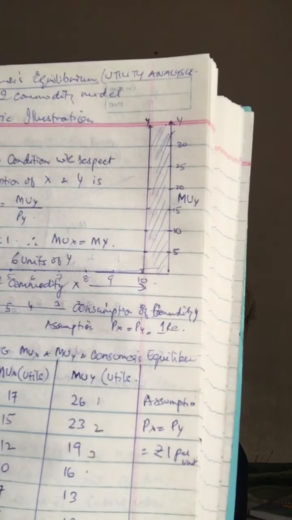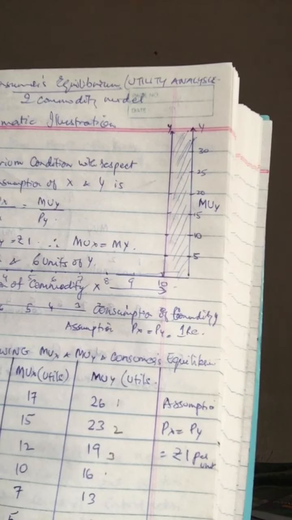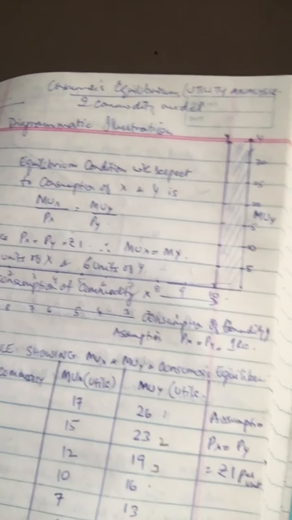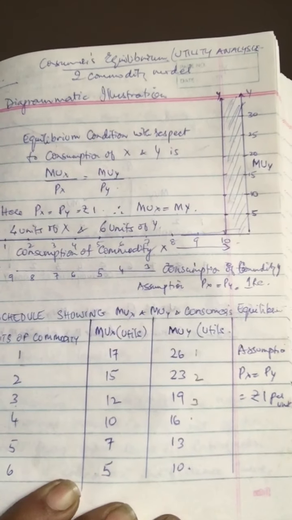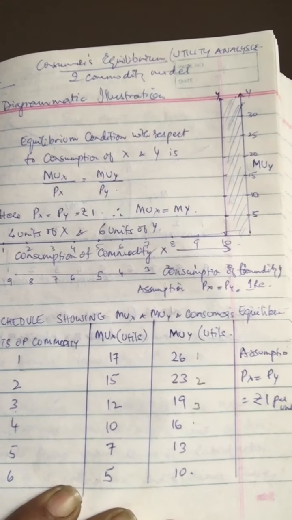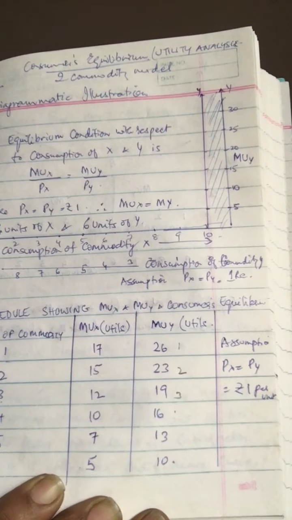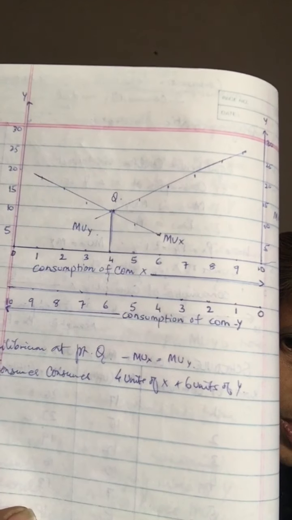The equilibrium condition with respect to consumption of X and Y is that MUX upon PX is equal to MUY upon PY. Looking at the utilities, we can find out that he's going to spend 4 rupees on buying X and 6 rupees on buying the Y commodity. So he will consume 4 units of X and 6 units of Y. This can be shown with the help of a plot. Let's plot it. This is how it will go.